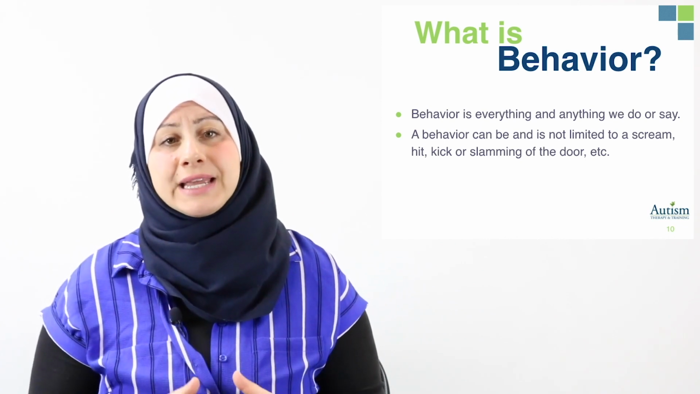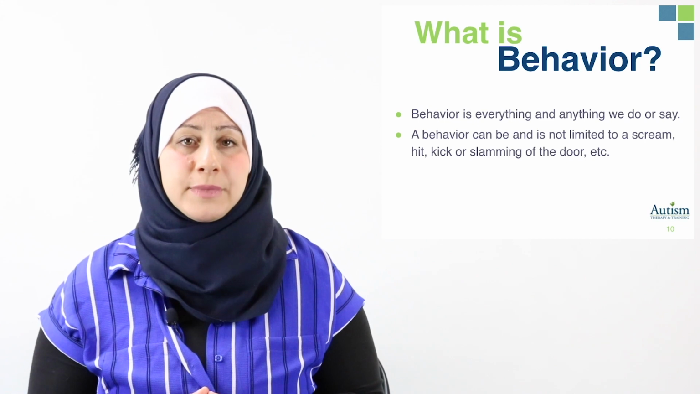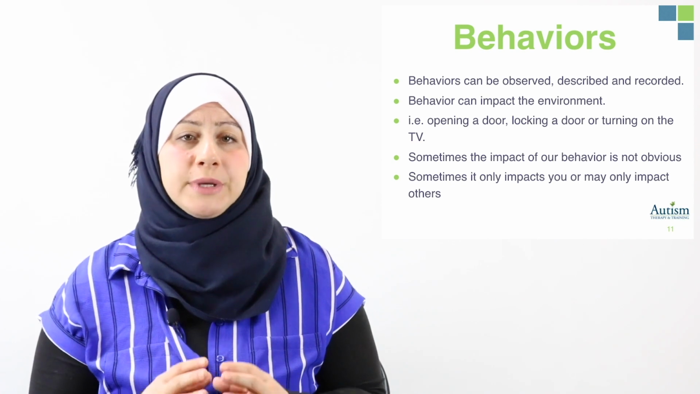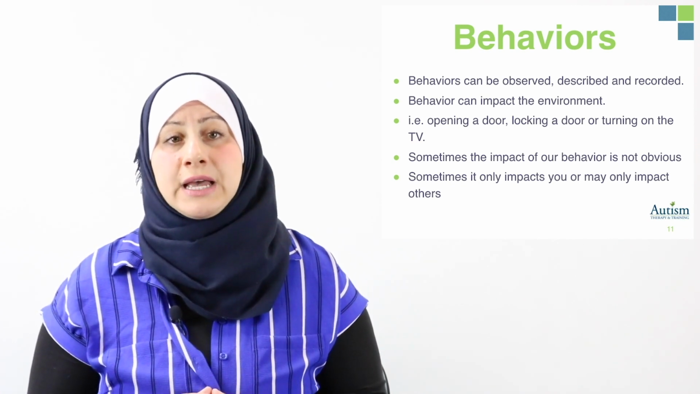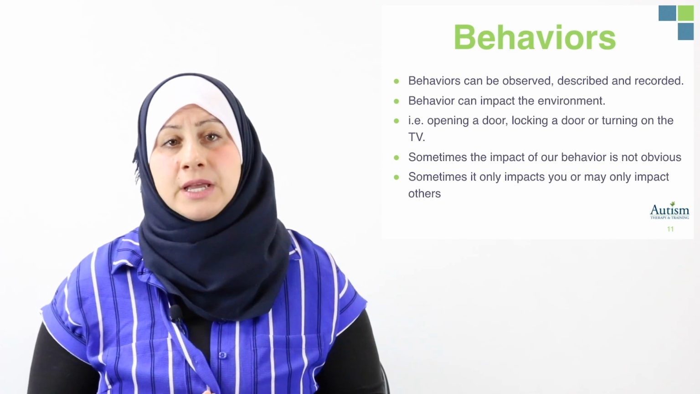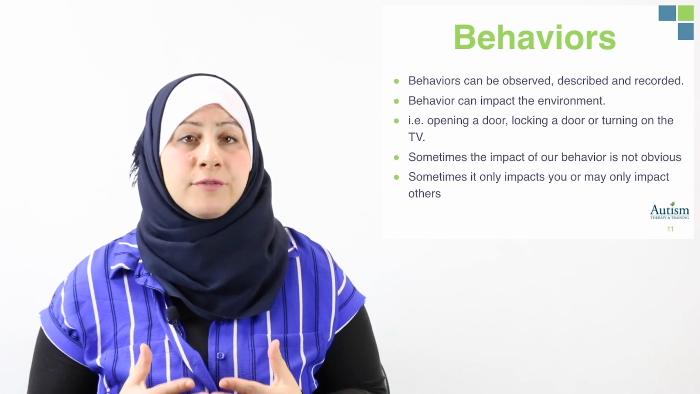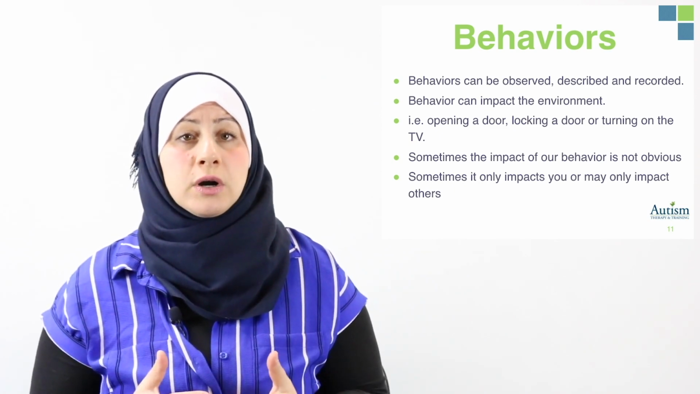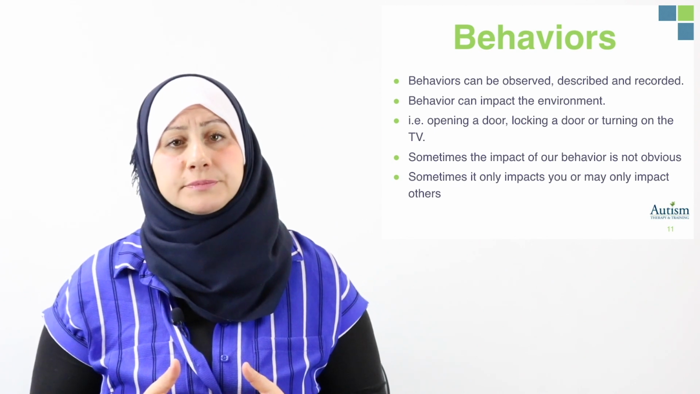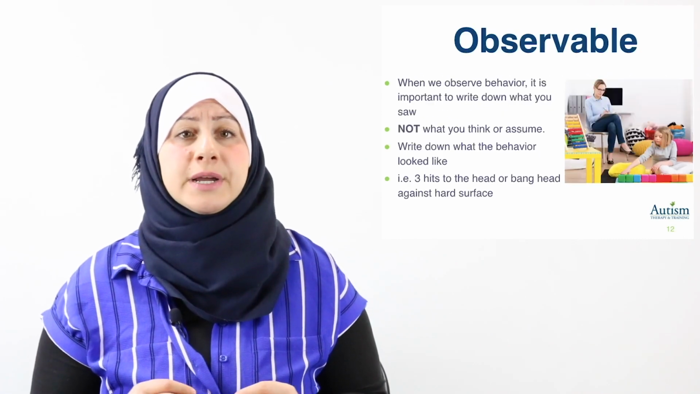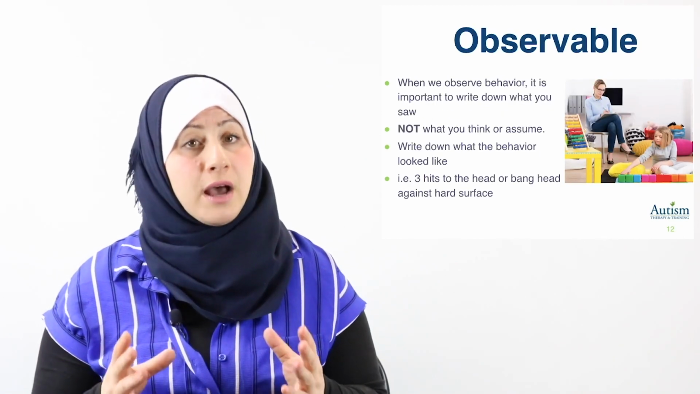Behavior is everything and anything we do or say. A behavior can be a scream, hit, kick, or slamming of the door, picking up a pencil, closing our eyes, talking, smoking, eating. A person can observe a behavior occurring, describe what it looks like, and collect data on that behavior. Since a behavior is an action and uses the space around us, it can impact the environment. For example, opening a door, locking a door, or turning on the TV. Sometimes the impact of behavior on the environment is not obvious. Sometimes it may only impact others.